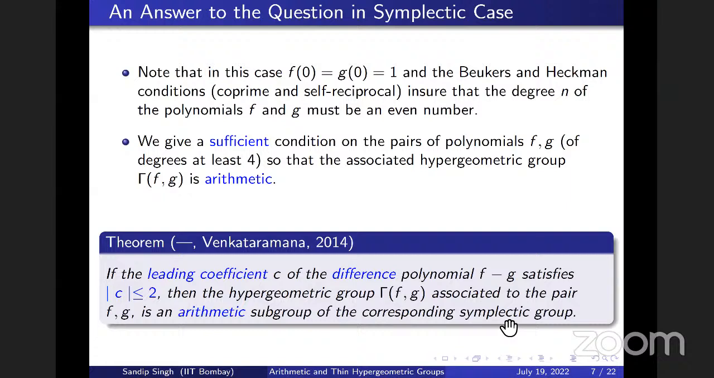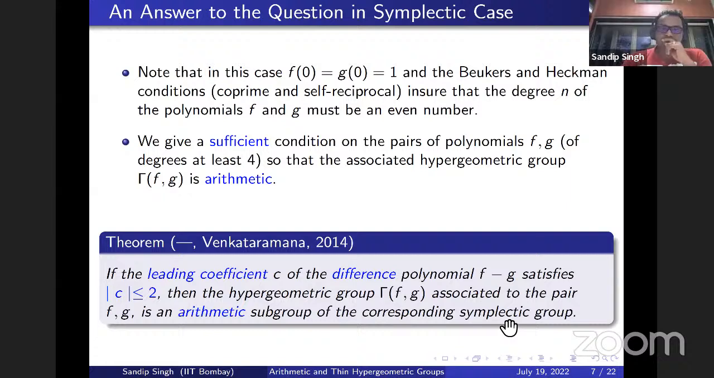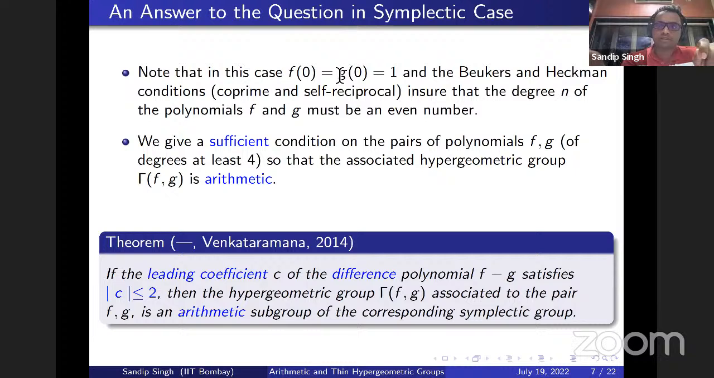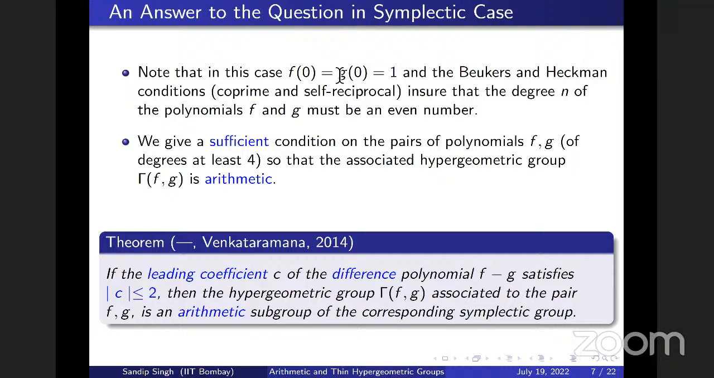From where is symplectic coming? Symplectic means this condition, f0 and g0 are 1. If f and g satisfy this condition, then we know that the hypergeometric group gamma fg preserves a non-degenerate symplectic form, and it sits inside the integral symplectic group of that form as a Zariski dense subgroup. Yeah, okay. Right.